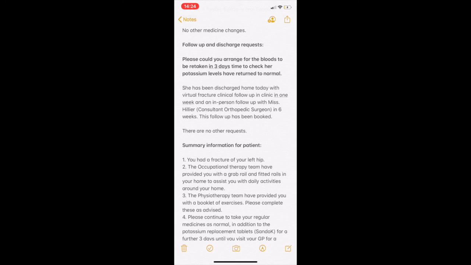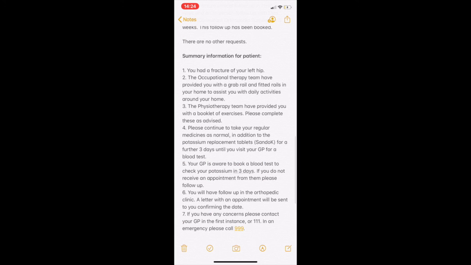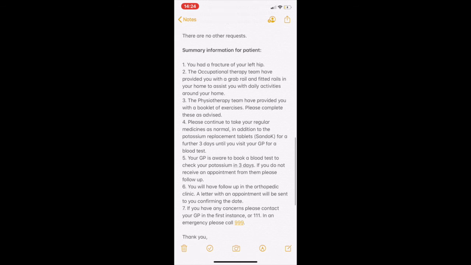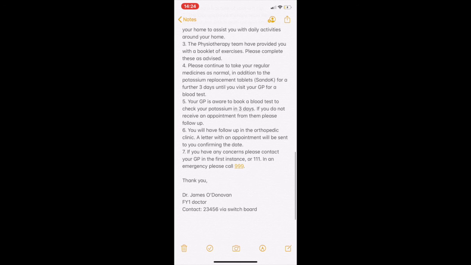I always think it's nice to include a layperson summary for the patient at the end, summarising what happened and what plans are in place. In this case, I give the diagnosis, I state the plans from the occupational therapy and physiotherapy teams, I ask her to keep taking her regular medicines as normal in addition to the Sandicate, and then I made it aware that the GP will be booking a blood test to check her potassium in 3 days. I safety net by stating, if you do not receive an appointment from them, please follow up.